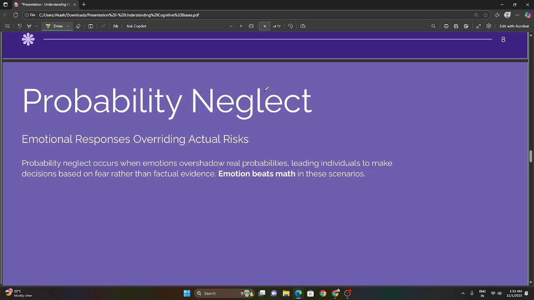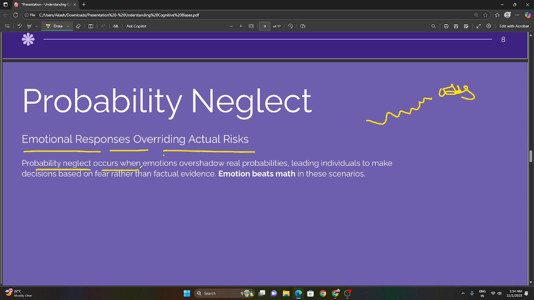Probability neglect. Guys, when emotions override actual odds, we obsess over rare risks or rewards and ignore everyday probabilities. This is something very different than the previous one. Emotional responses overriding actual risks.